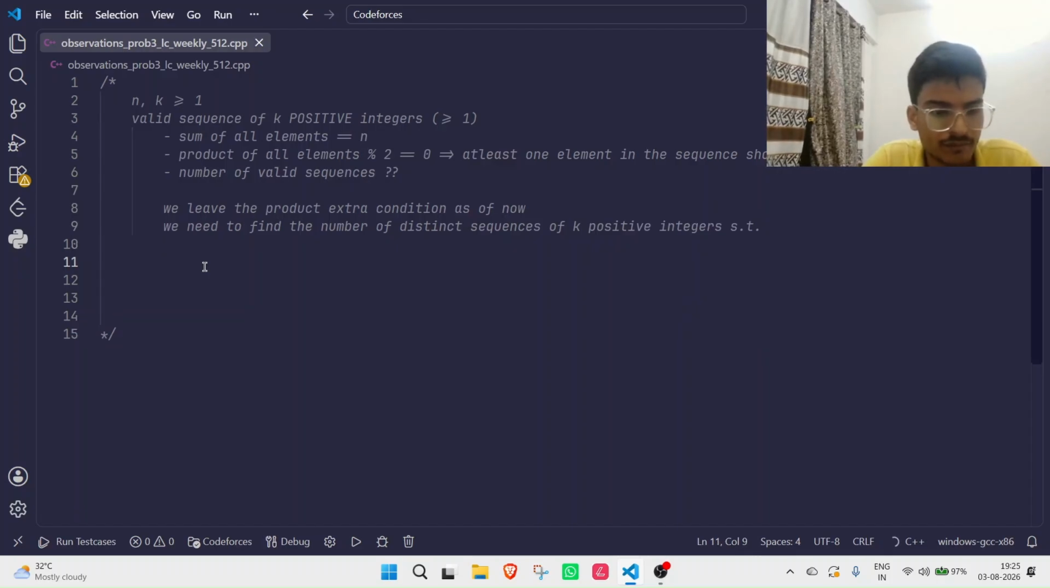their sum is n and there are k numbers. Right? We can write a1 plus a2 plus a3 and so on till ak should be n. And to find the number of distinct sequences of k positive integers, for example, if we take n as 5 and k as 3.